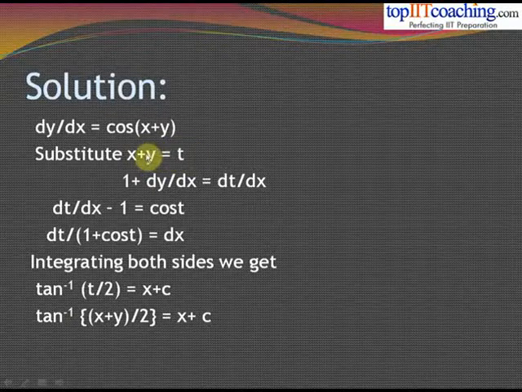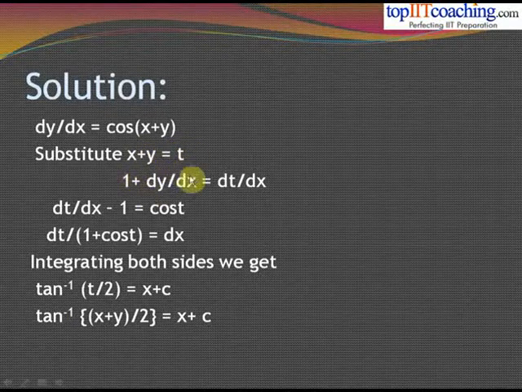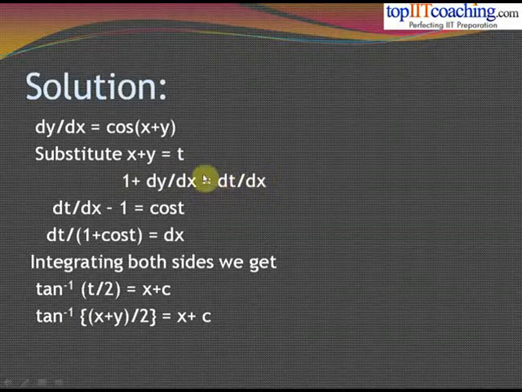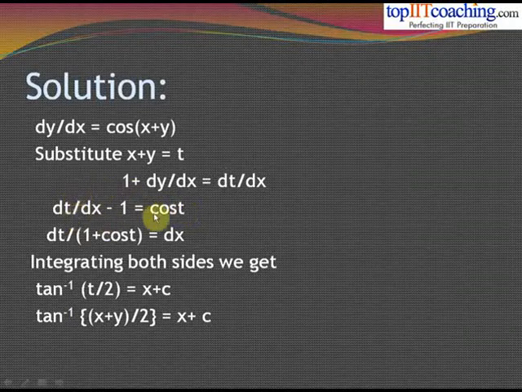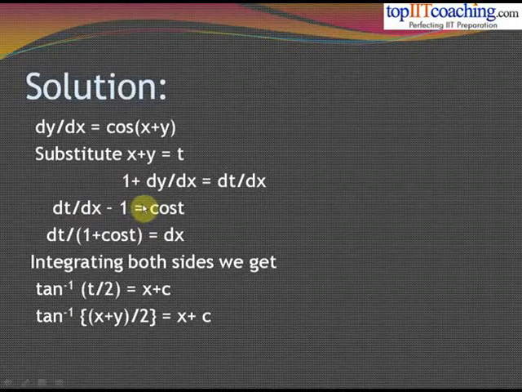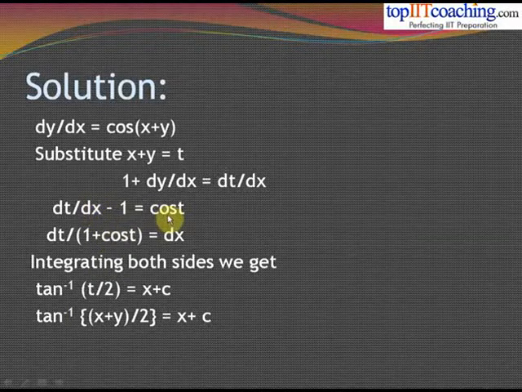Now differentiating both sides, we get 1 plus dy by dx equal to dt by dx. So this equation reduces to dt by dx minus 1 is equal to cos of t. Now we can say that this can be easily solved by variable separable method. So we bring 1 plus cos t to this side of dt and we bring dx to this side to get dt by (1 plus cos t) equal to dx.